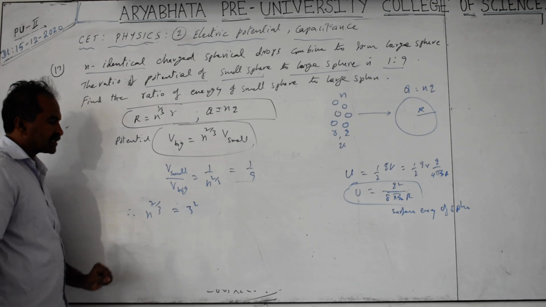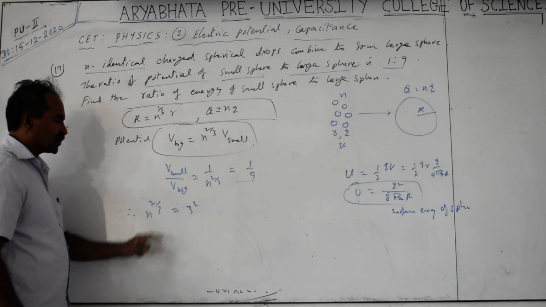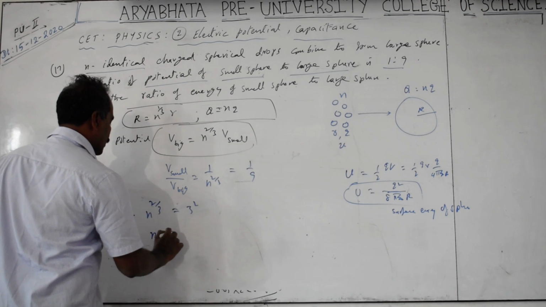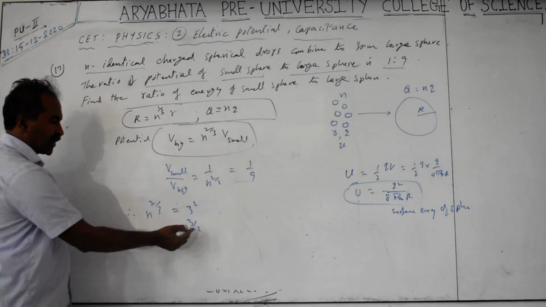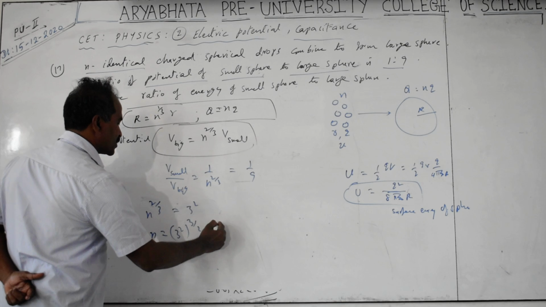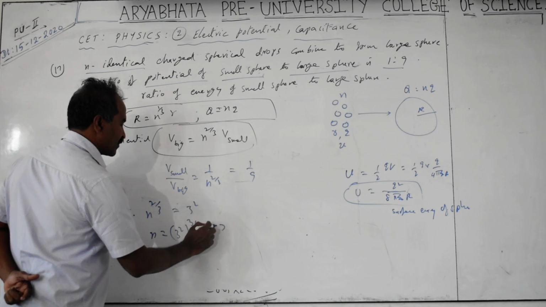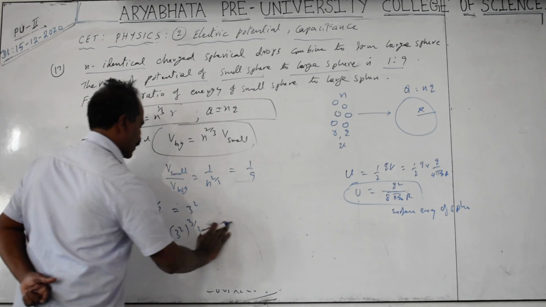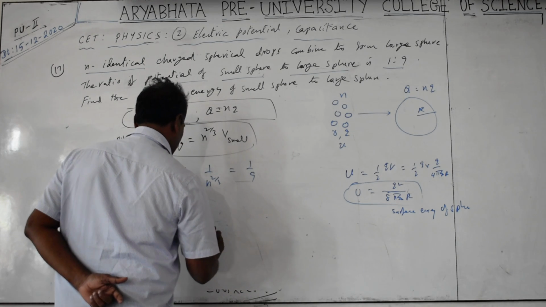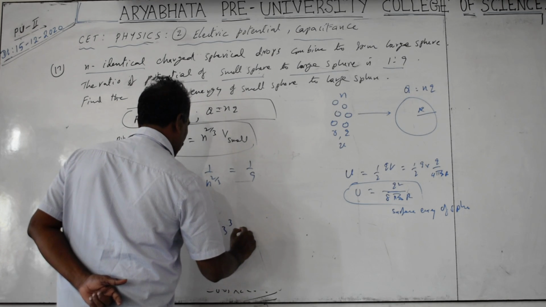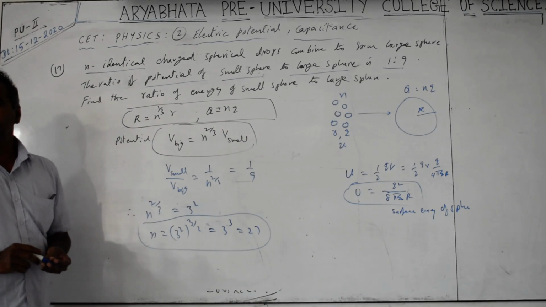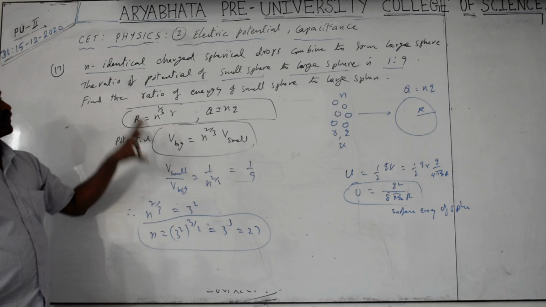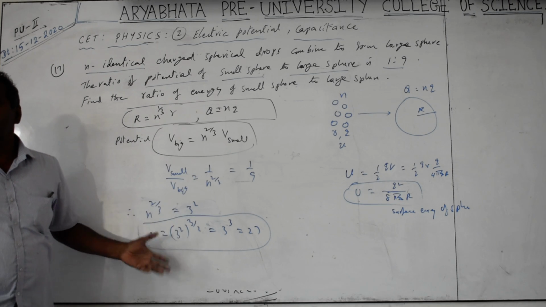The square cancels, so n to the power 1 by 3 equals 3, or n is equal to 3 square into 3 by 2. The power goes to the reverse and the 2 cancels. 3 cube is 27. The n value is 27, which means 27 drops are combined.